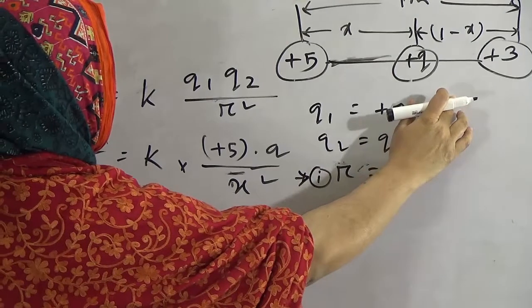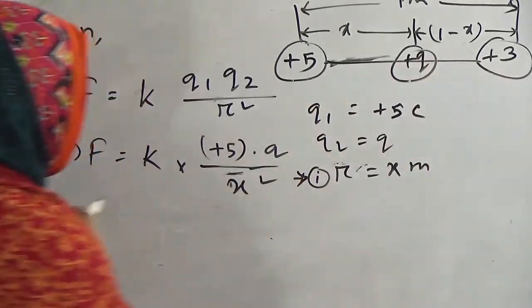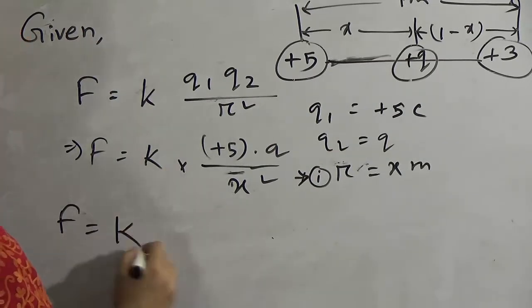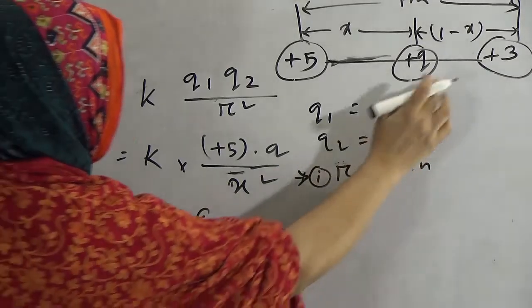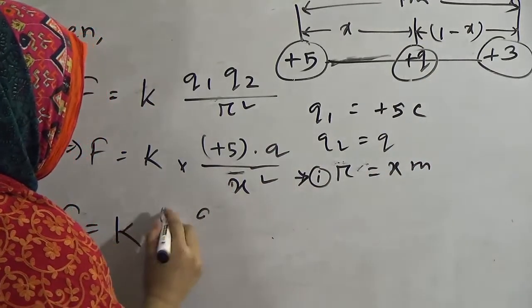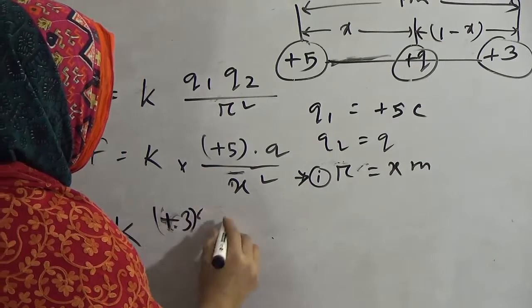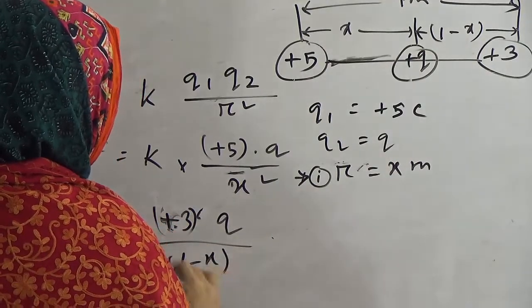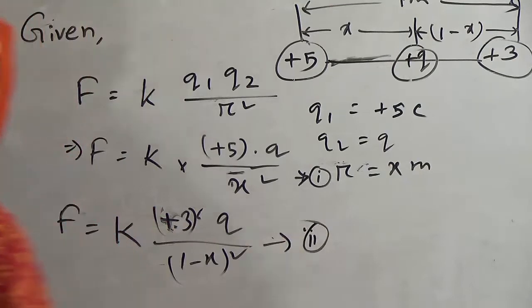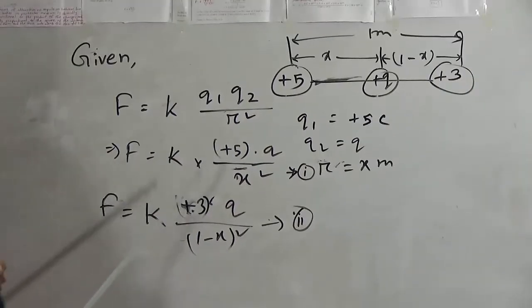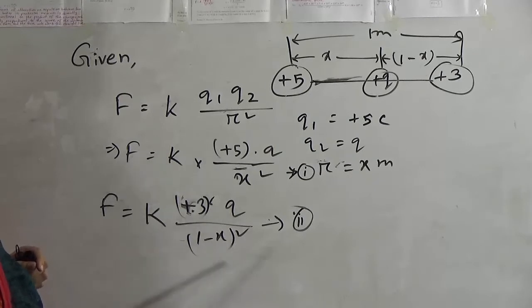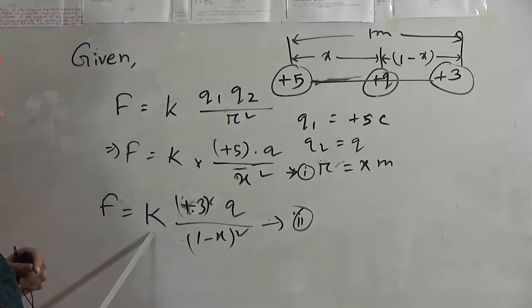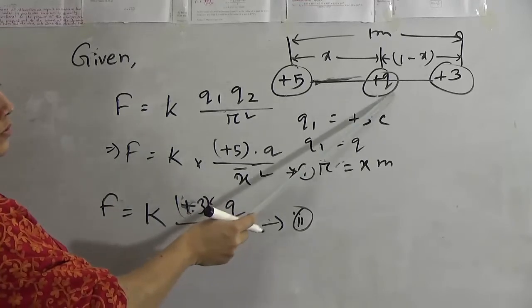Then we write the force between the plus Q charge and the plus 3 charge. F equals K, Q1 is plus 3, into Q2, which is Q, divided by R square. R is 1 minus x, so 1 minus x whole square. Suppose this is equation number 2. According to the question, when the two charges repel with equal force, then the plus Q charge will not feel any force.